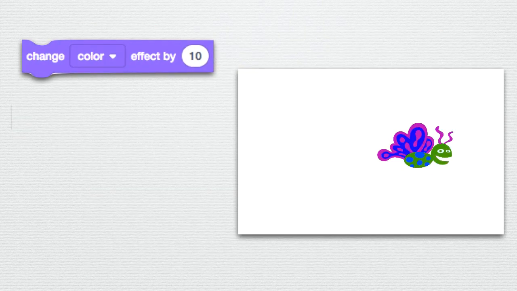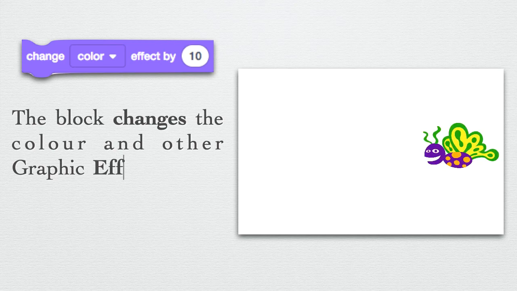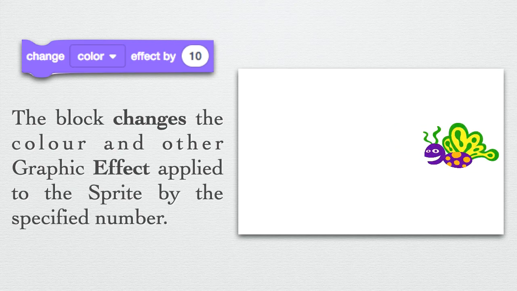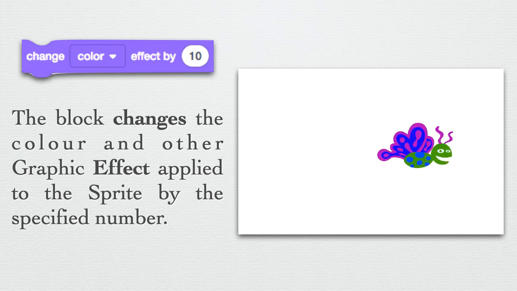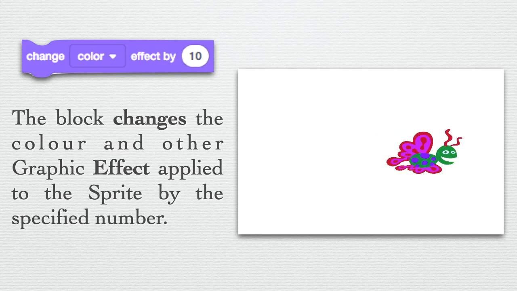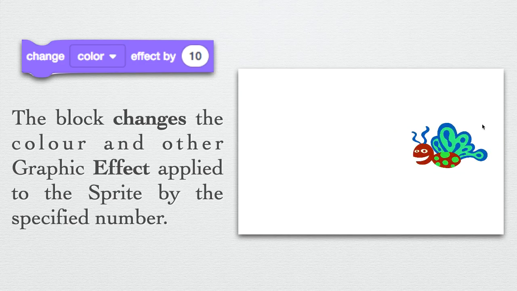Our next block is change color effect by 10 block, and this block we use to change the color and some other graphic effect applied to the sprite by the specified number. Here we use color effect only. As you can see here in the given video, after applying this effect the color of my butterfly sprite has started changing. So you can change its value from 10 to any other number as well.